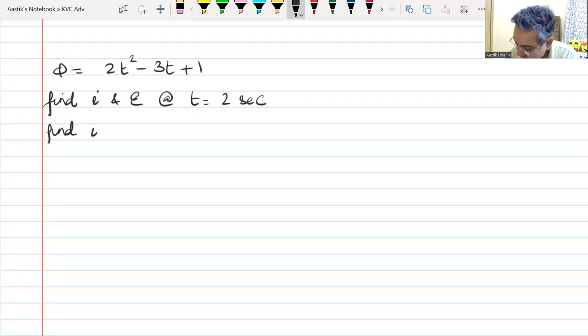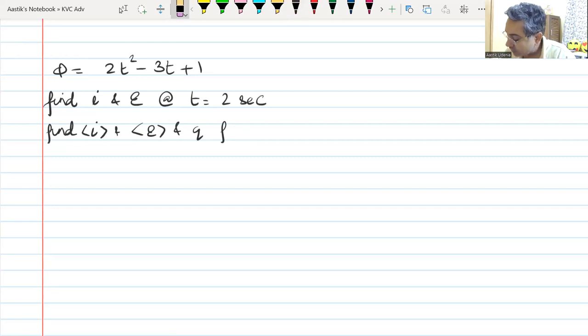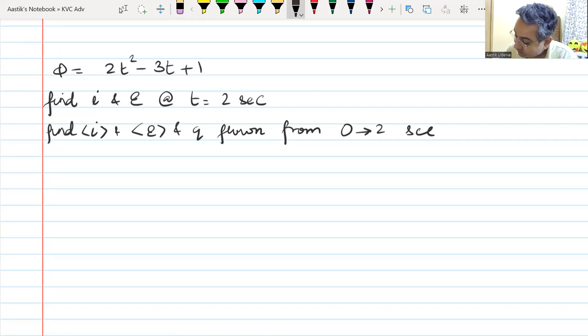Number 2: find the average current and average EMF and the charge flown from 0 to 2 seconds. The resistance of the coil can be taken as 5 ohms.